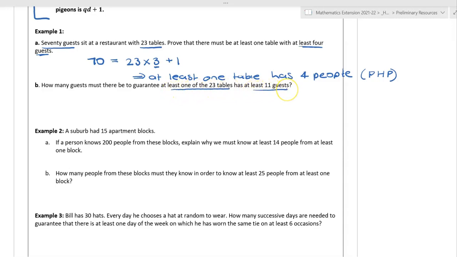How many guests must there be to guarantee at least one of the tables has at least 11 guests? So what we want to do is we want to put 10 on every table. Notice I'm always going that at least 11, I dropped it down 1. At least 4, I dropped it down 1. Okay, so I'm sending 10 to every table, so that's 230, and adding an extra person, because that extra person will have to join a table of 10, making it a table of 11. So what's that? 231. We need 231 guests to make sure we have at least 11 guests.